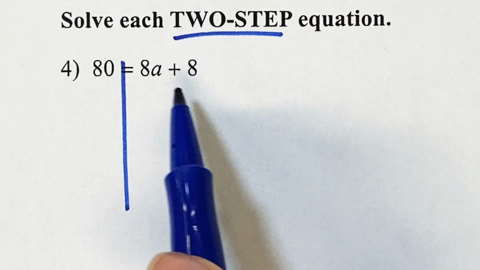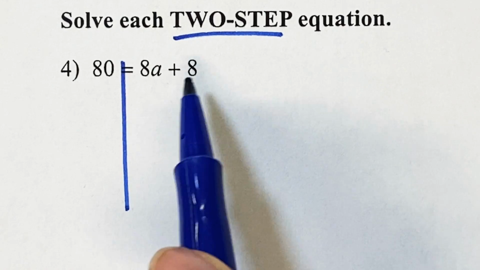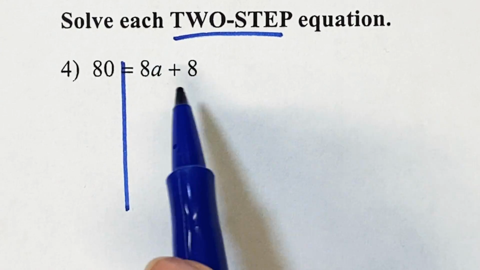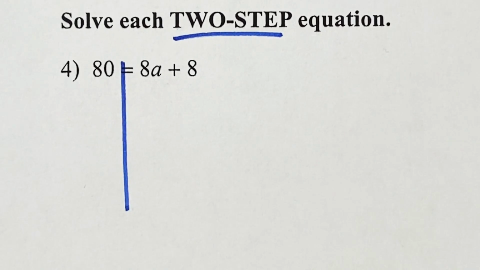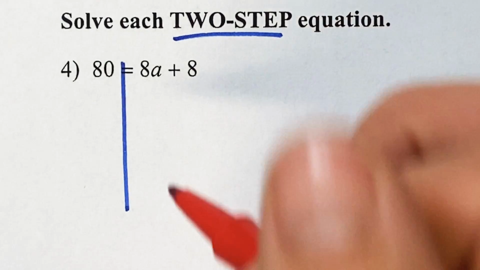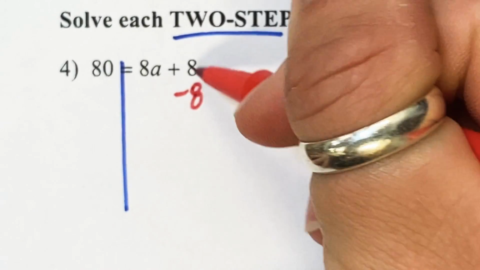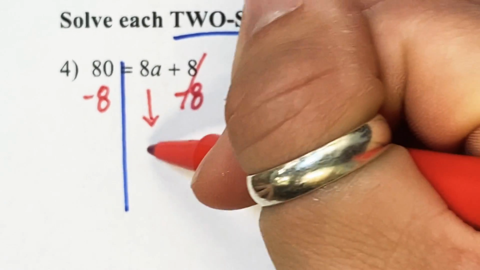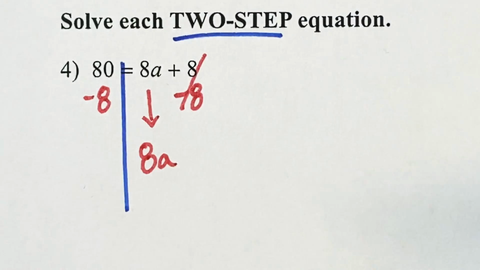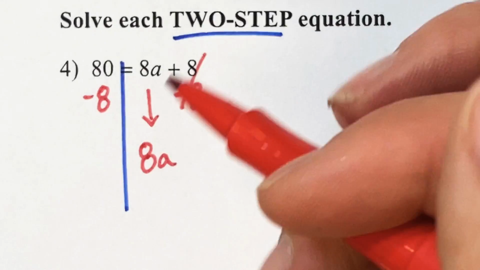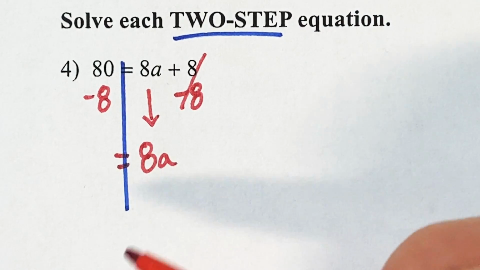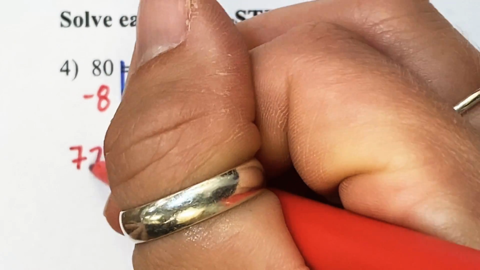So in this case, our farthest one from the variable is this plus 8, right? This 8 is attached to it. That's really close. So we need to get rid of this plus 8 first. So what is the opposite of plus 8? Subtract 8, right? So we need to do that to both sides. Okay, bring down what's left. In this case, it's 8 times a. Okay, equals 80 minus 8 on this side. That's going to give us 72.